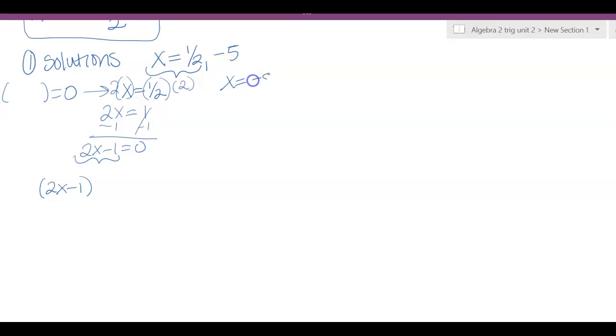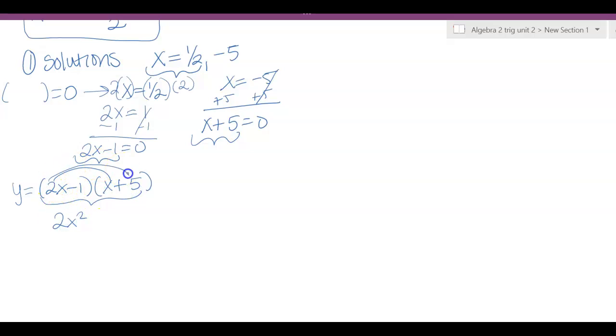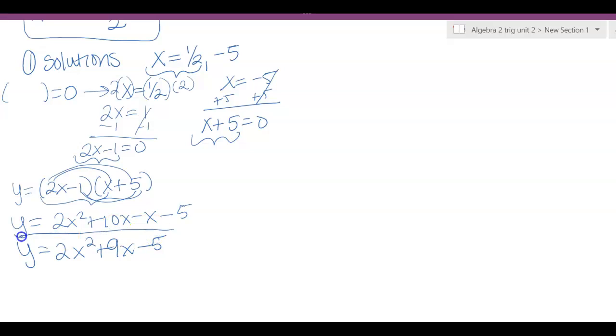The other solution is x equals -5. If I work backwards from there, I would see that they probably set x plus 5 equal to 0, and that x plus 5 was the other factor. So my equation is this. If they want it written in standard form, I would just multiply the two factors together. So I'd get 2x squared plus 10x minus x minus 5, which gives me an equation of 2x squared plus 9x minus 5. So that's one way to write the equation of a quadratic.